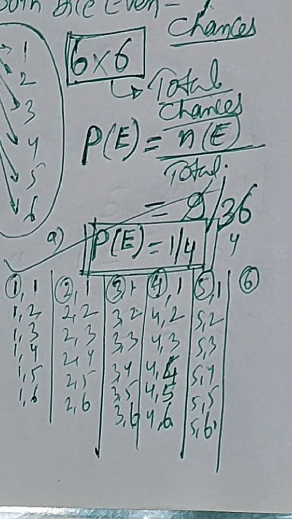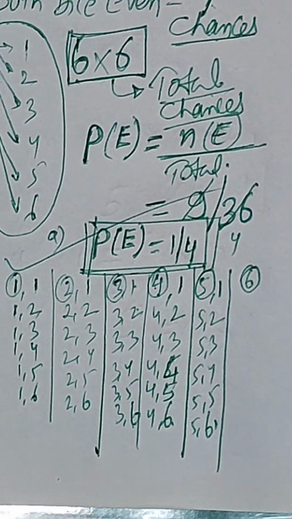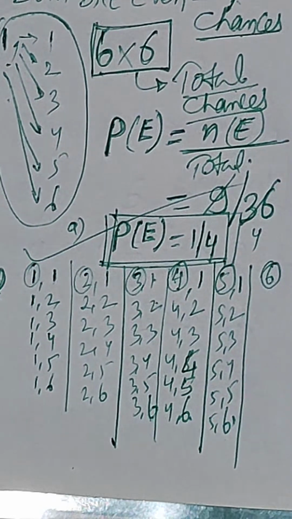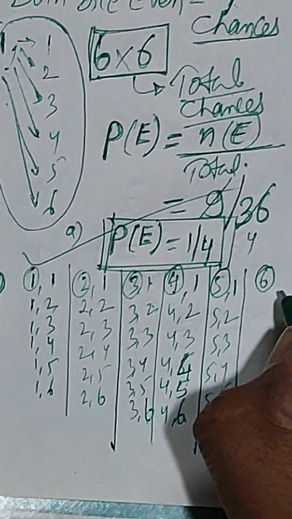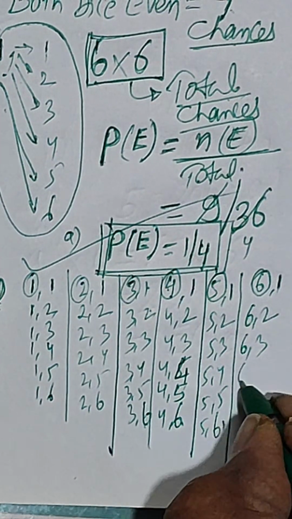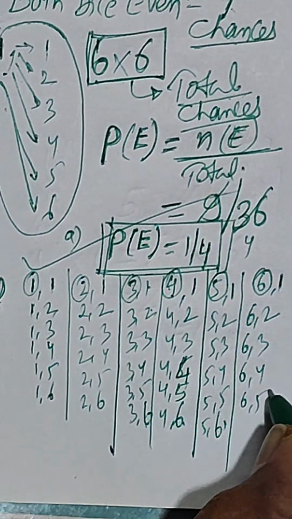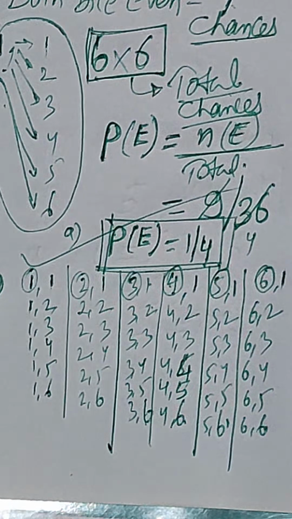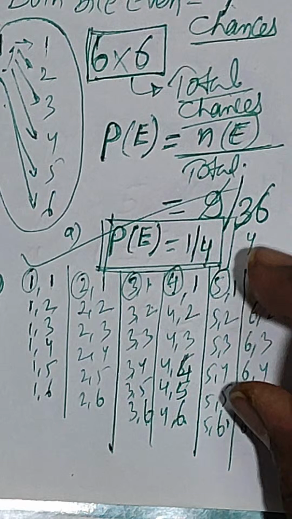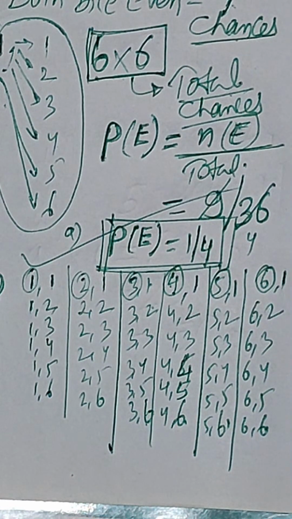These are the possible options which I am drawing. With 6, it could be 6 1, 6 2, 6 3, 6 4, 6 5, or 6 6. You can do it very fast, but I'm just explaining from scratch. That's why it will feel a little lengthy, but don't worry, it will help you.